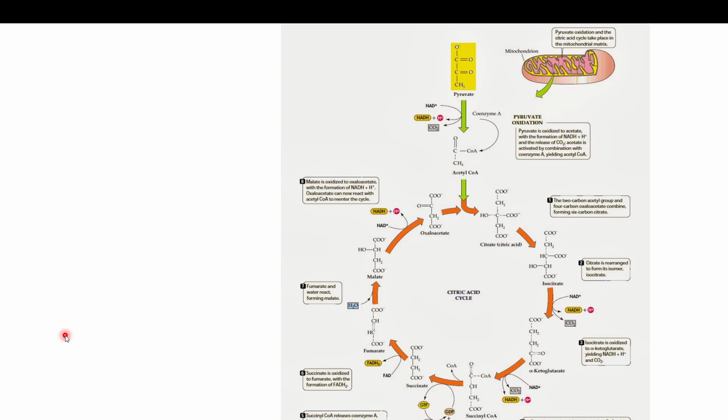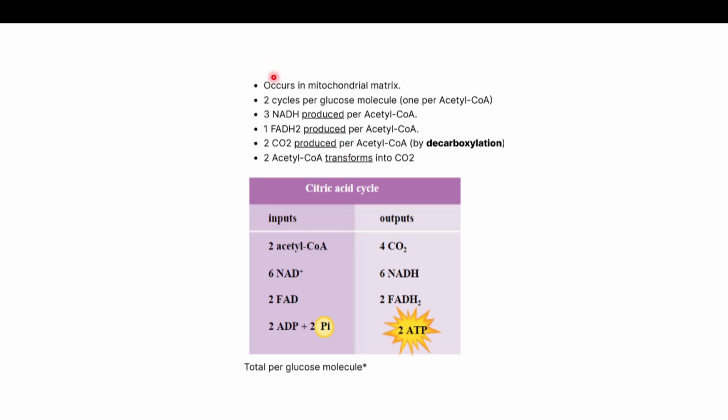Now again, this cycle also has regulators in place, right? It also needs to be regulated at certain time intervals. So, okay, the balance sheet: the TCA cycle occurs in the mitochondrial matrix.